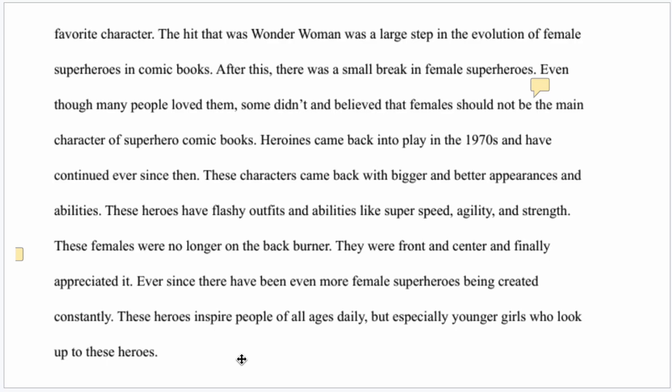I would say the answer is 0-ish. I've got a lot of generalities about female superheroes, but I don't know who didn't love them. I don't know what heroes have the flashy outfits and the abilities like super speed, agility, and strength. I don't really know anything.